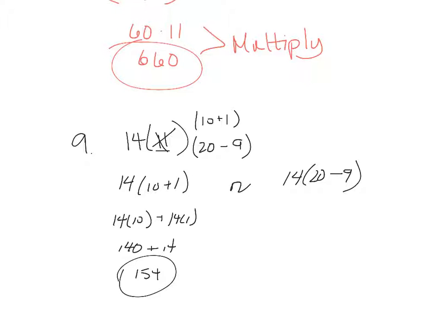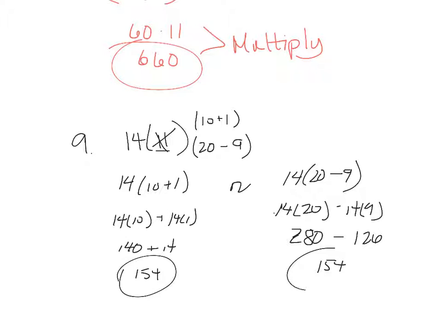Okay? This one, you would take 14 times 20. You would bring down a minus sign and then do 14 times 9. 14 times 20 is 280 minus 14 times 9 is 126. You subtract the two and you get 154. You did not have to do both of them. If you did, awesome. You had to choose one, okay? This one here, probably going to be easier because most of us work better with addition than subtraction.